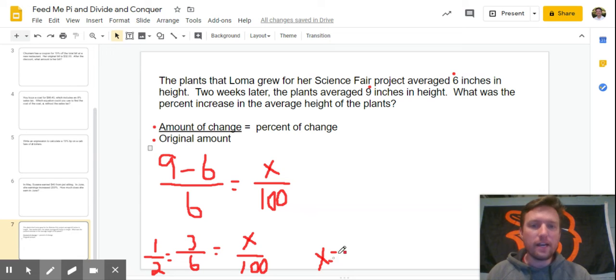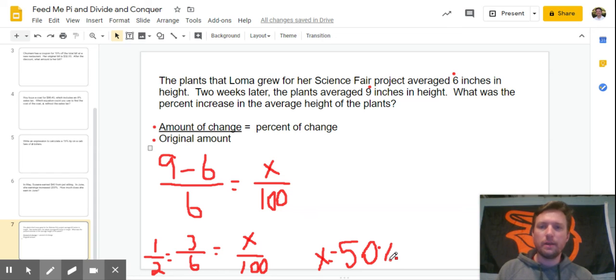What is the percent of change? The percent of change would be 50%. The increase would be a 50% increase.